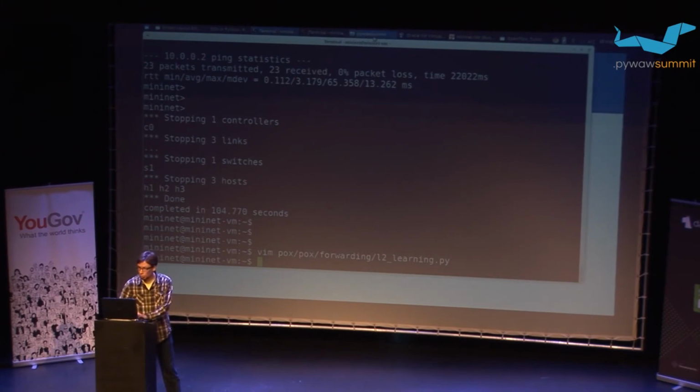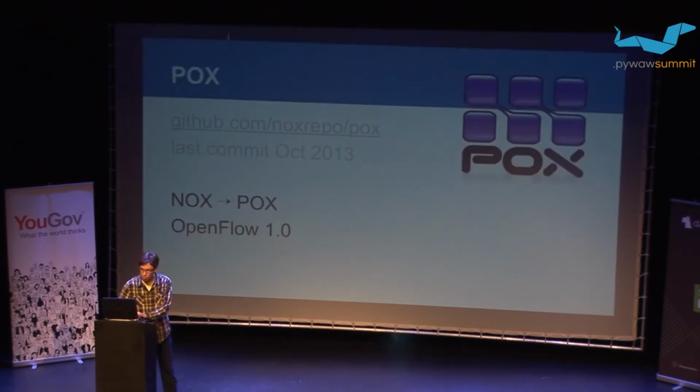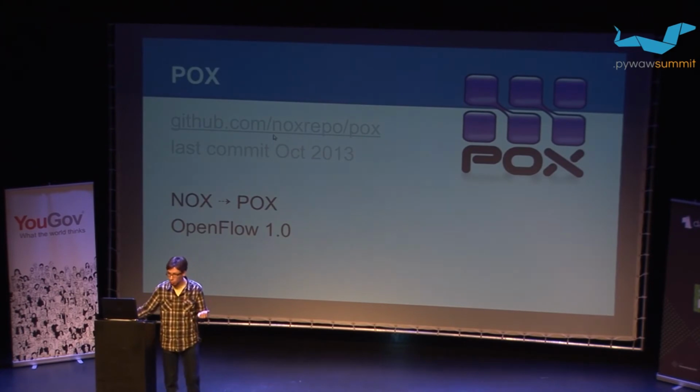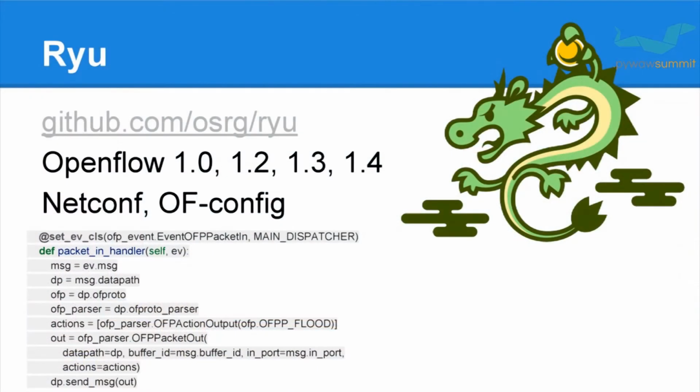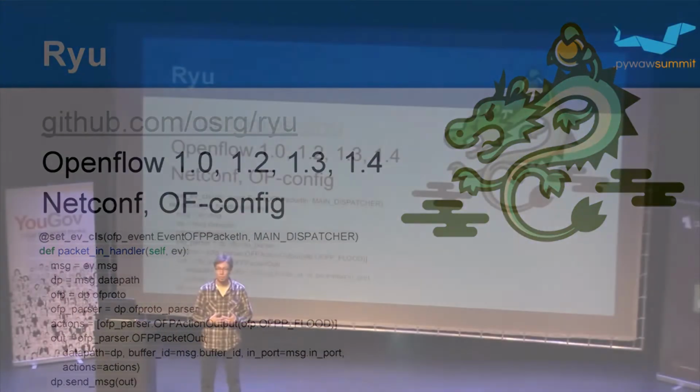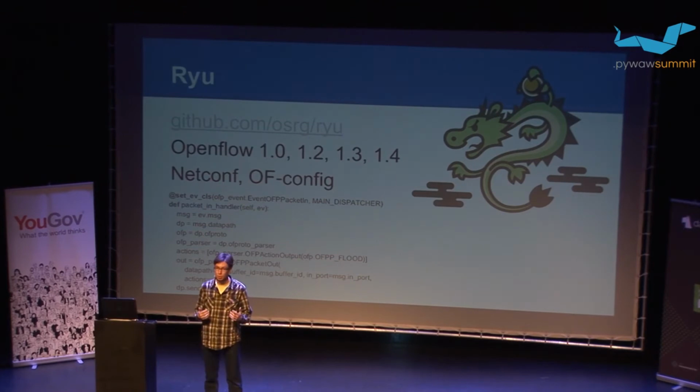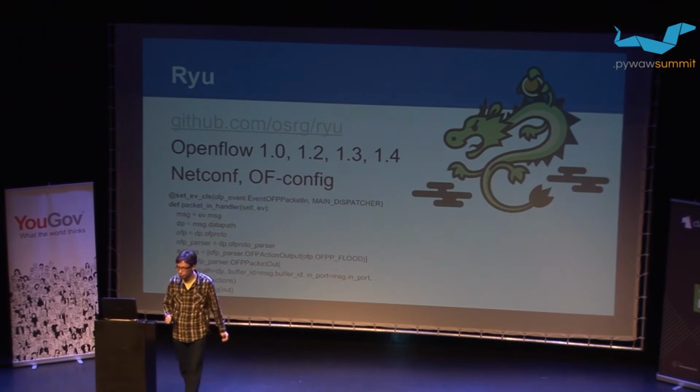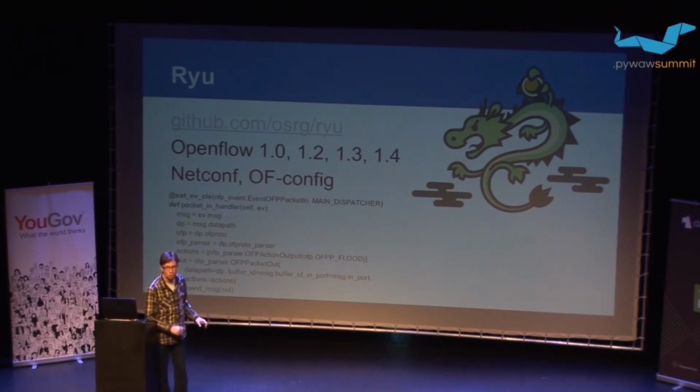To go forward quickly, I will just say that POX is one of the frameworks for writing such applications. Another one, more recent, is Ryu, and that handles OpenFlow up to 1.4, as well as NETCONF. And here is some example code. It's here just to show you that it's a quite similar approach. You make some listener, you get the callback, and in answer you write some packet with a match and action.